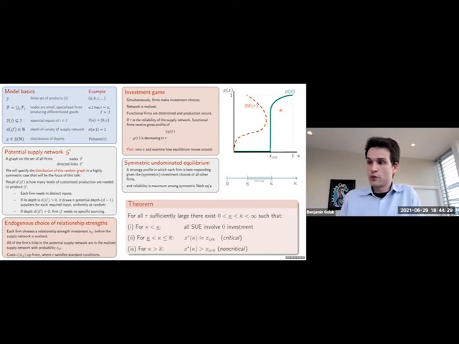So there's sort of three ranges. When kappa is really good, you can produce and you're not on the precipice. Here you're in the critical range. And then for low enough kappa, you can't produce at all.